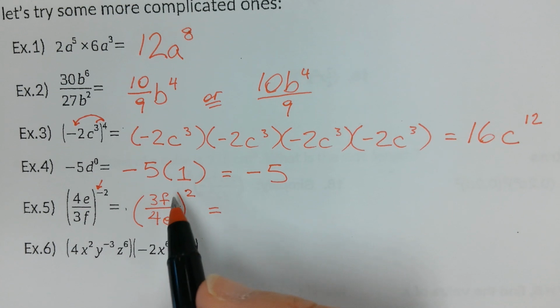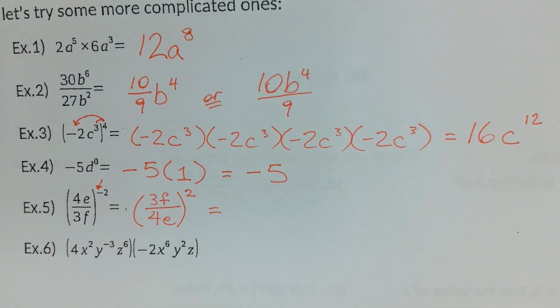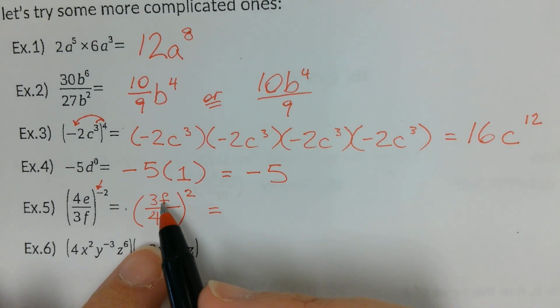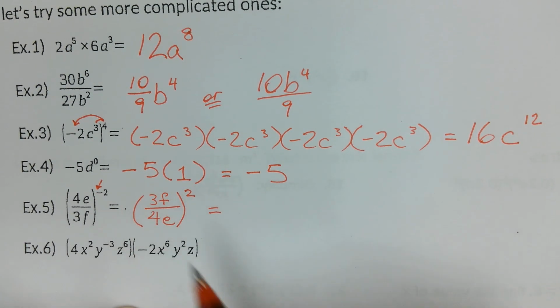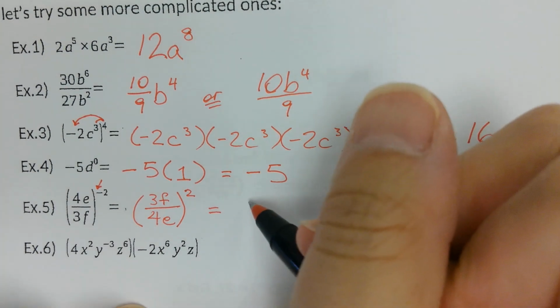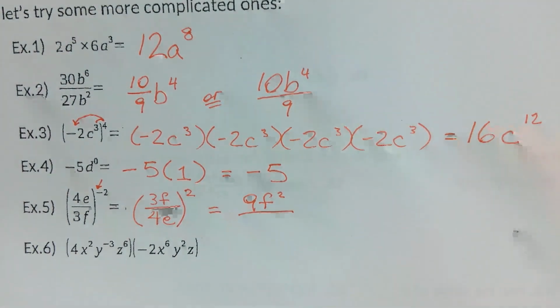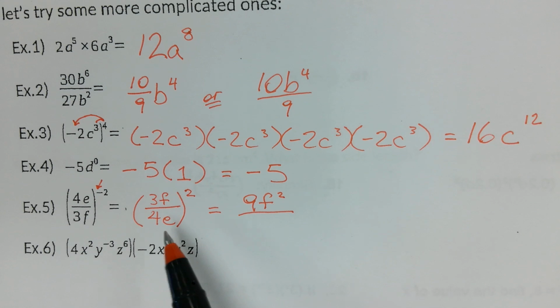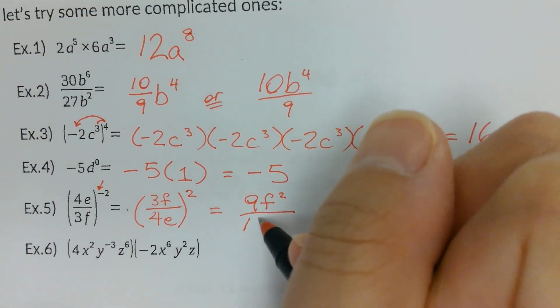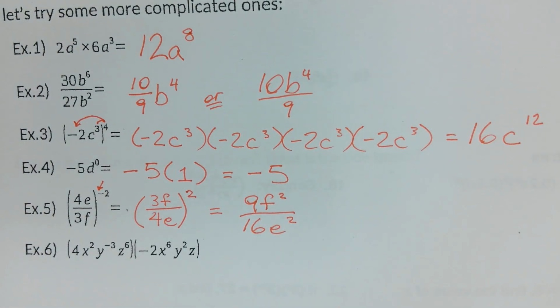And then just like what we did up here in example 3, 3f to the power of 2. What's my numerator now? 9F squared. Then my denominator? 16e squared. Good.